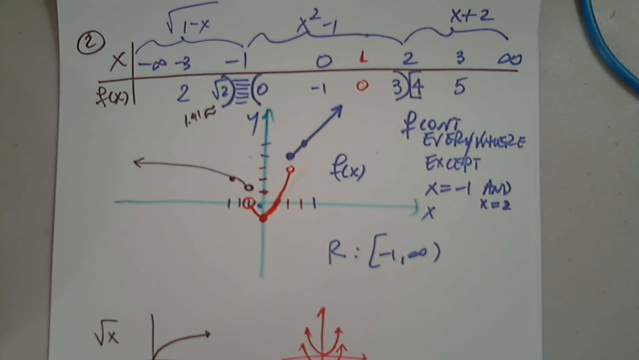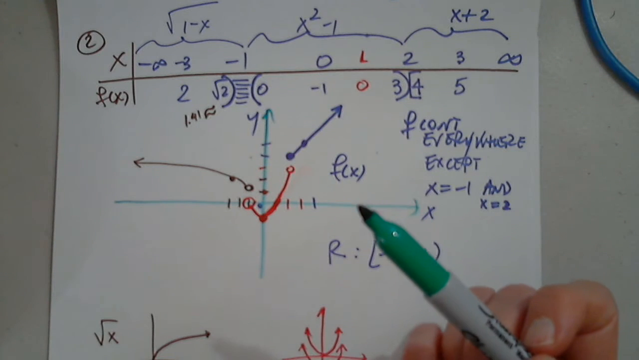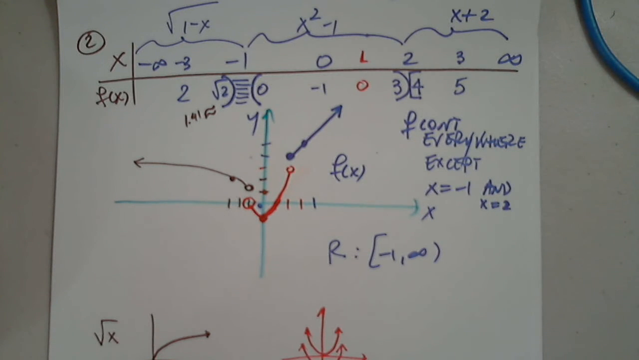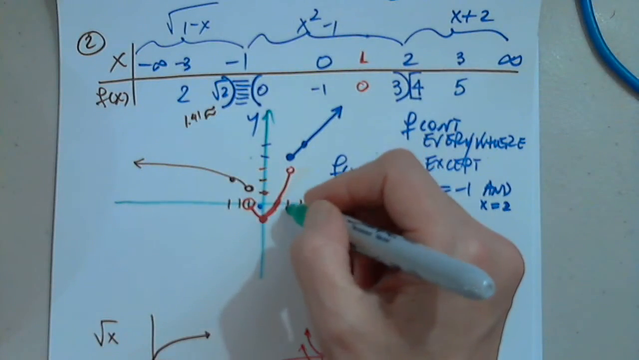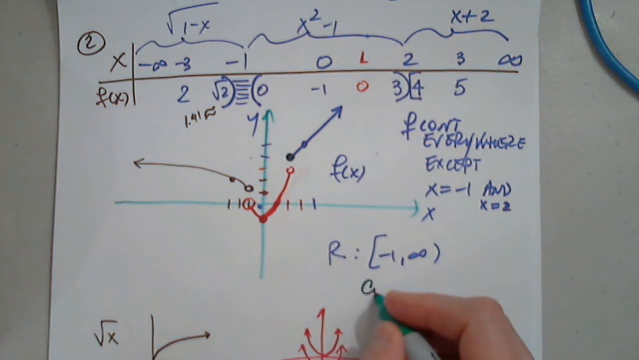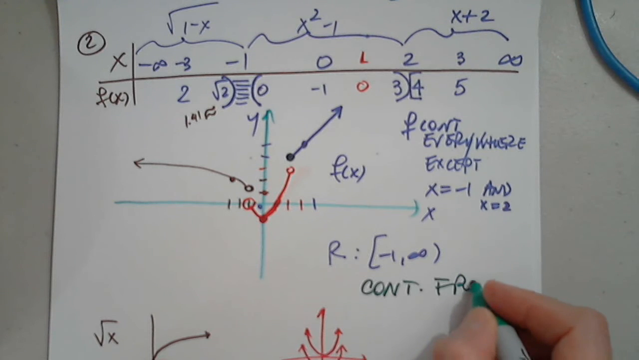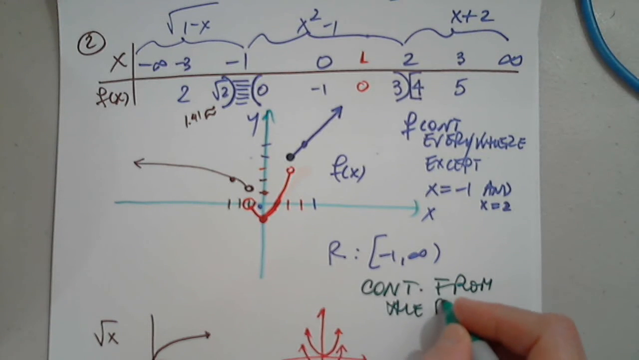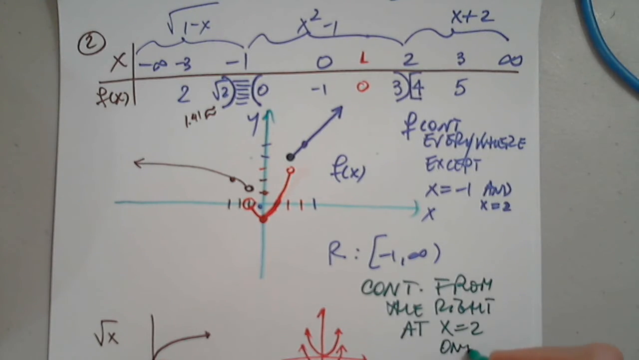We say it's continuous from negative infinity to -1. Continuous from the left or from the right? From the right. Yes, continuous from the right only at 2 because the function value and the limit are the same. So continuous from the right at x equals 2 only.